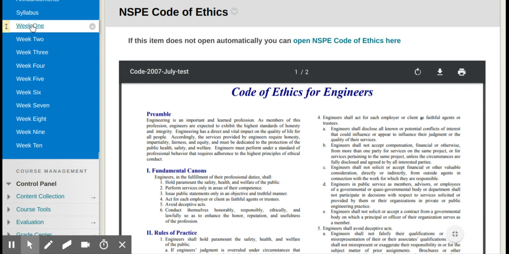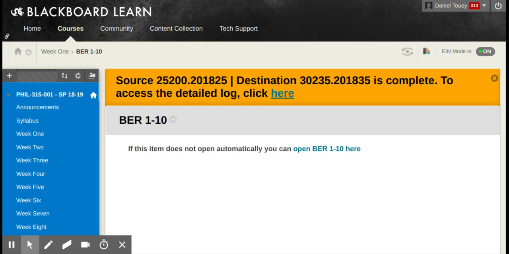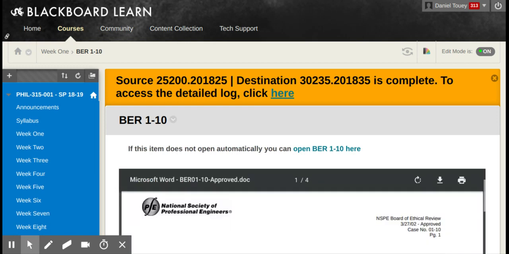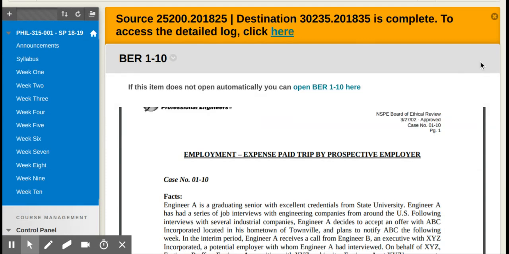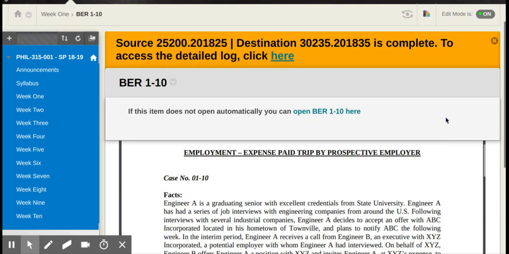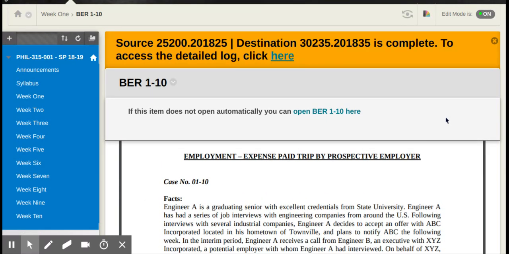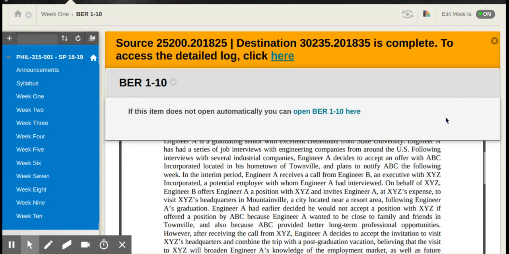Let's see. We moved on to what? A BER case? Yes, this sort of not trivial BER case, but a BER case that I thought is sort of taking it slow, right? Not moving to the most earth-shaking matters in engineering ethics, but looking at this comparatively small matter of an employment expense paid trip by prospective employers, which we discussed, I think, pretty thoroughly in class.